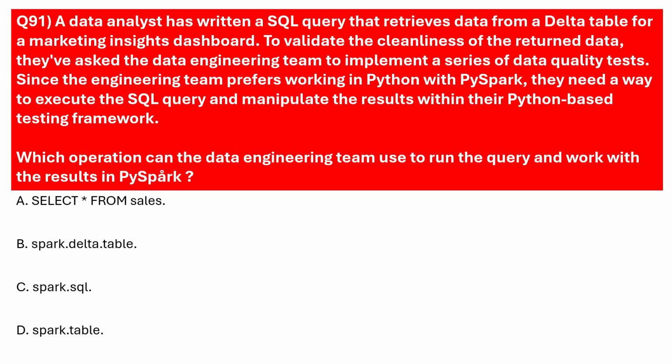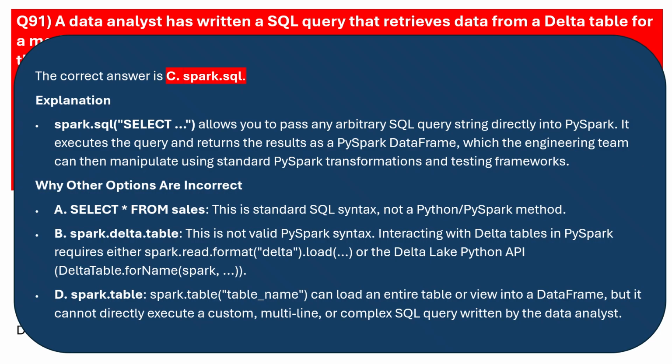Which operation can the data engineering team use to run the query and work with the results in PySpark? A. Select asterisk from sales. B. spark.delta.table. C. spark.sql. D. spark.table. The correct answer is C.